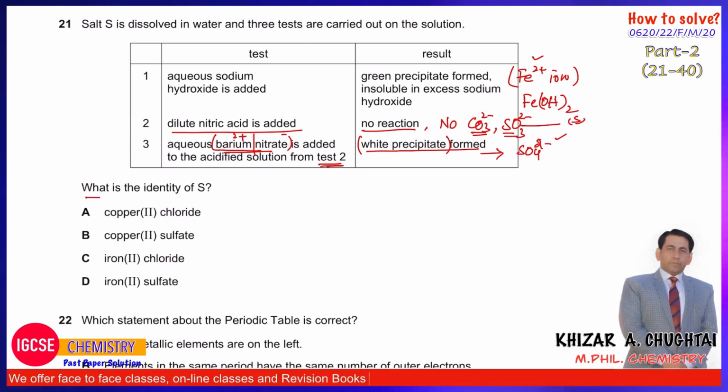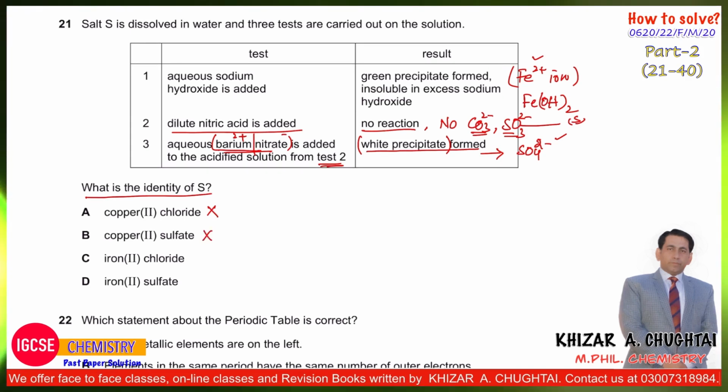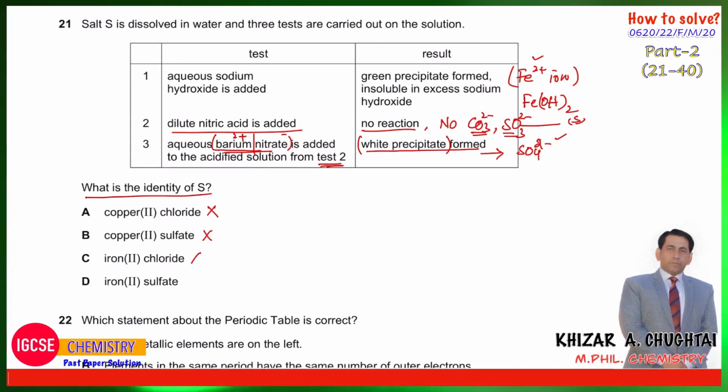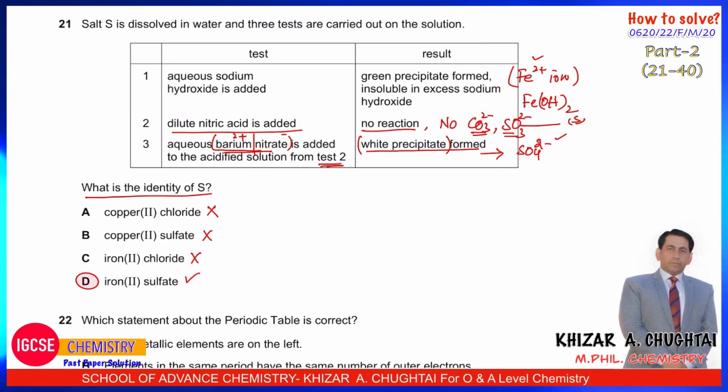What is the identity of S? Number 1, copper(II) chloride, no. Copper(II) sulfate, no. Iron(II) chloride, no. Iron(II) sulfate, yes. So D is the correct option.